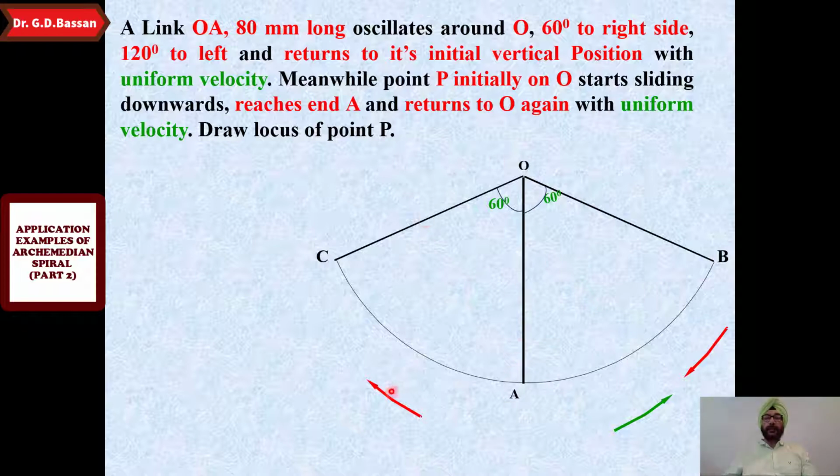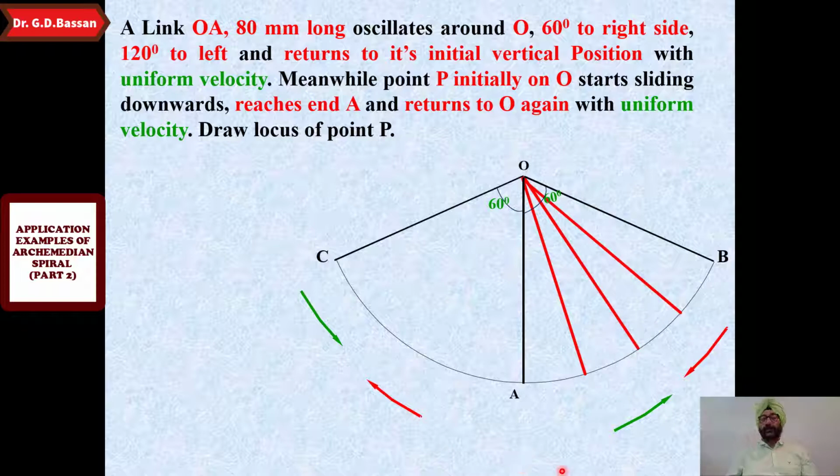After it moves to the extreme left position at OC, again it will come back to the original position OA. So this is how the link is moving: 60 degree to the right, 120 degree to the left and again 60 degree to the right, and it comes to the original position of OA. Remember one thing, the numbering should always be given as the link moves. So as it moves from OA to OB, we divide it into equal divisions. We divide this into 4 equal parts.